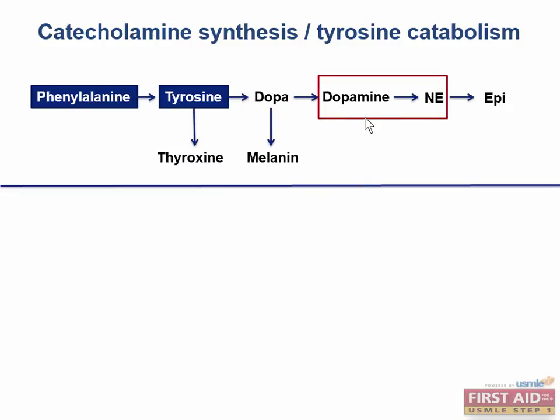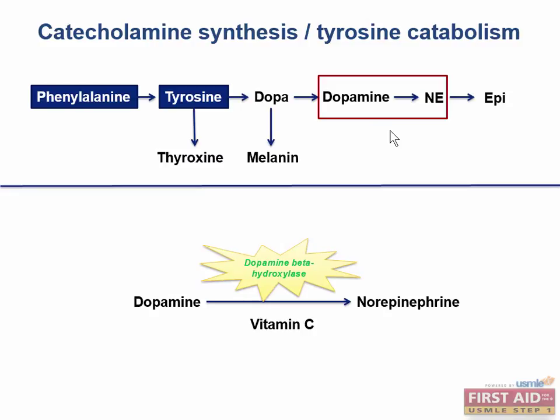Dopamine is then converted into norepinephrine by the enzyme dopamine beta hydroxylase, which requires vitamin C as a cofactor. And now that I'm thinking about it, do you remember what pirate collagen disease results from a deficiency of vitamin C? Well, yeah, it's scurvy, which we talked about earlier. Do you remember how scurvy presents?